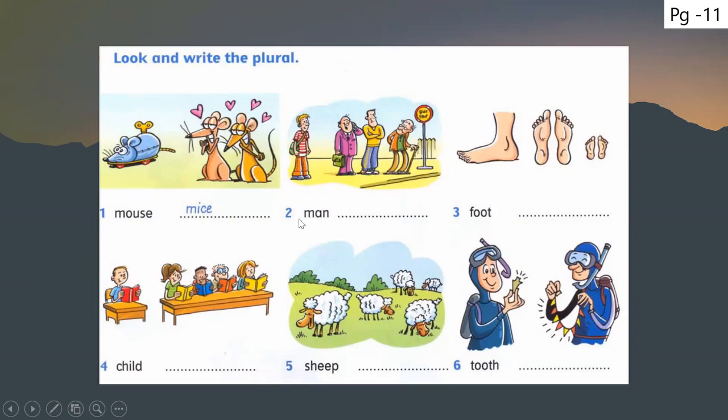Look and write the plural. M-A-N, men. And so how many? We don't need to count, just write the plural. M-A-N, men. If you understand, you can answer this one by pausing the video. After that, you can check the answer. Foot, F-E-E-T, feet, and child, children, and sheep, tooth, teeth. Right, okay.